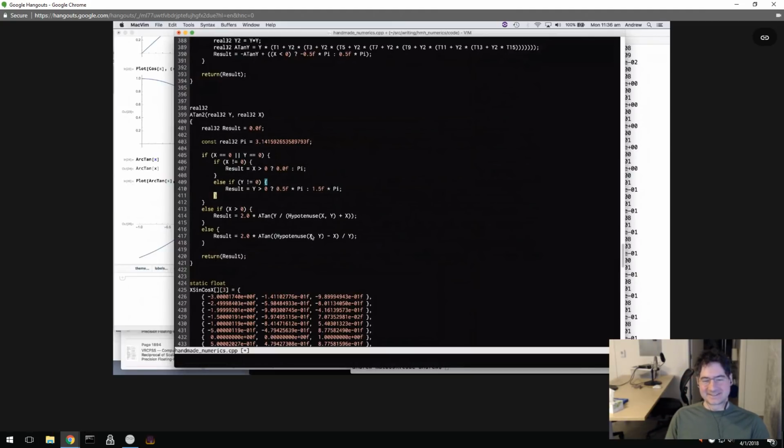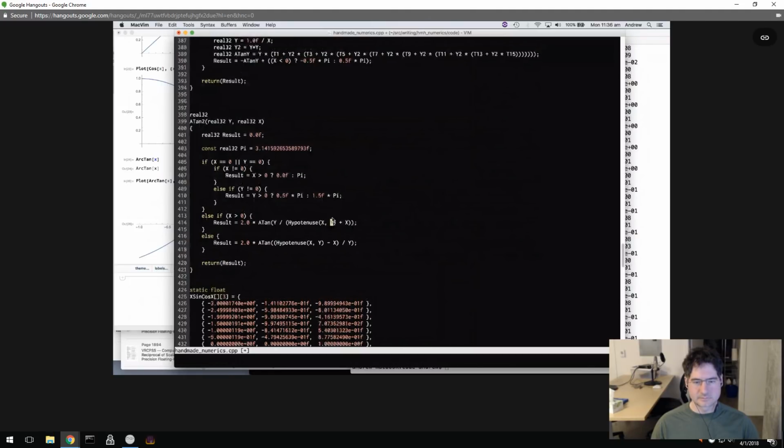The other I'll use here was hypot, so x and y, the hypotenuse. The reason I use a special function for that is Pythagoras' theorem: it's the square root of x squared plus y squared, except that x and y can overflow. So this is the hypotenuse function up here. Again, I'll come up with a better one later, but that'll do.